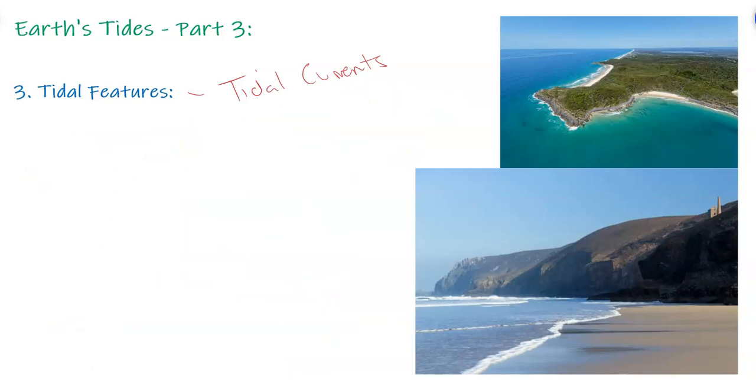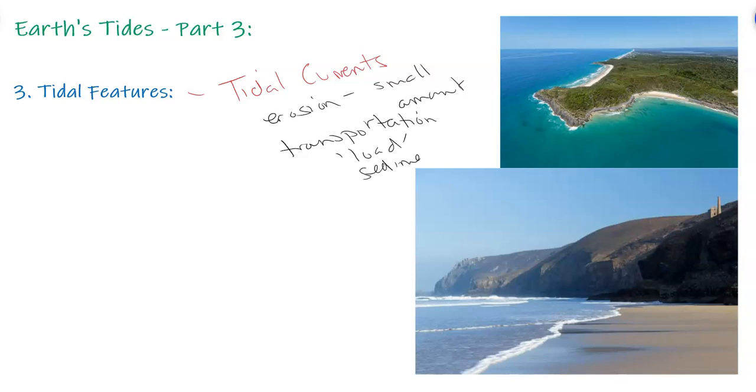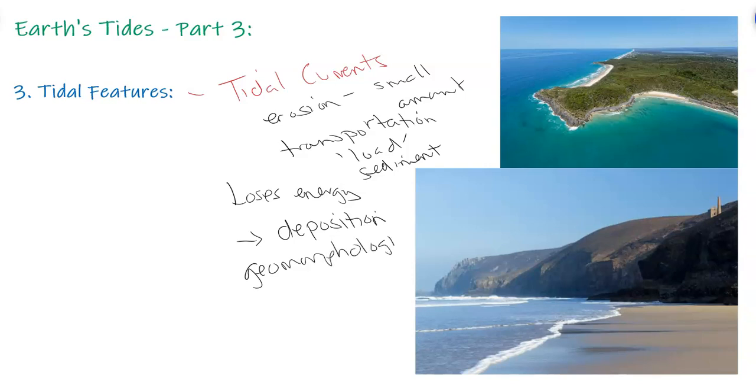So why do we care about tidal currents? Obviously, they're consistent, they're worldwide, and they can cause erosion in a small amount. They can cause transportation and allow a load and sediment to be moved by the currents, by the ocean water. And obviously, when it loses energy, it can also incur deposition of such bed load, of such sediment, and cause geomorphological features around the coastline.